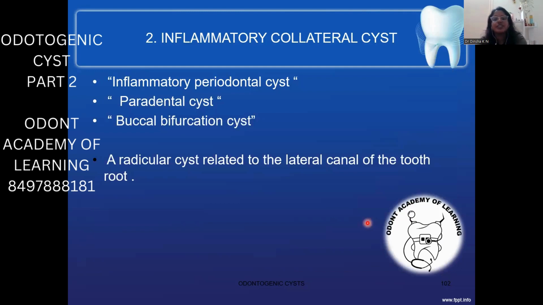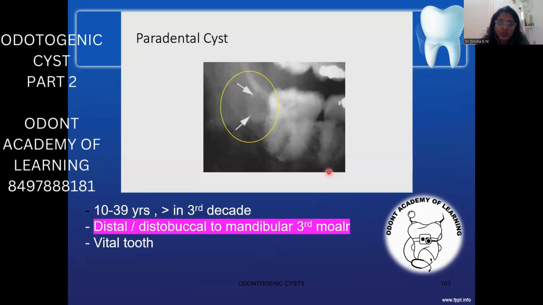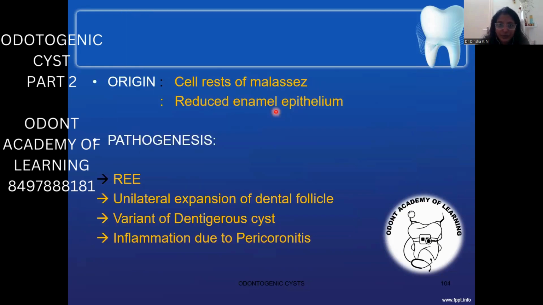Next one is known as an inflammatory collateral cyst, or a paradental cyst, or a buccal bifurcation cyst. And this is again a radicular cyst at the lateral canal of the tooth root. More commonly seen in the third decade, with an average age range of 10 to 30 years, and it is present in the distal or distobuccal to the mandibular third molar region. Usually the tooth is vital in nature.